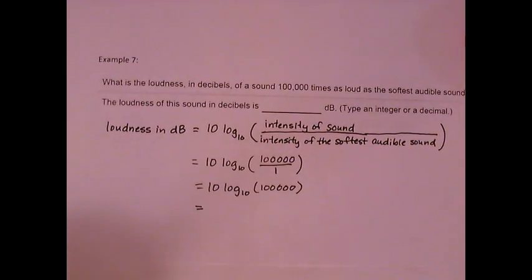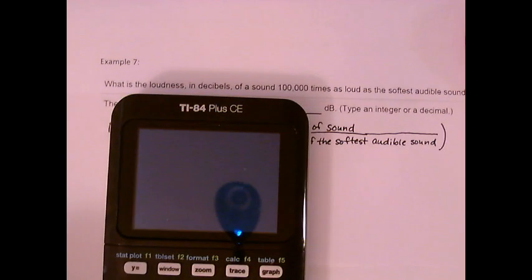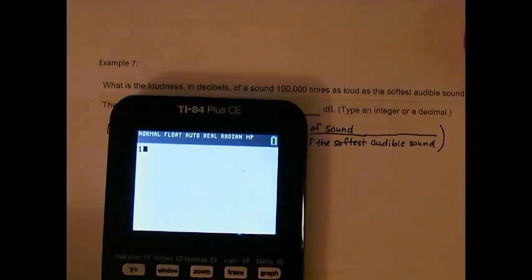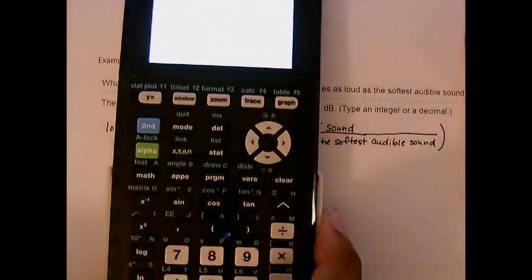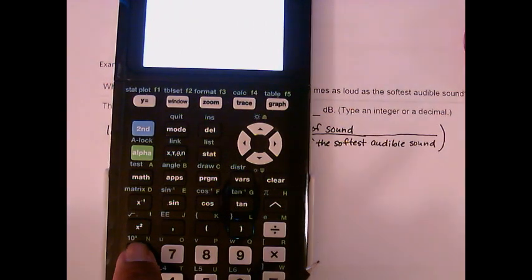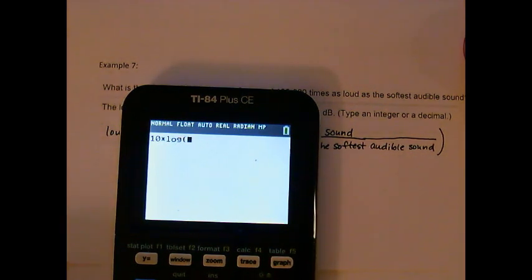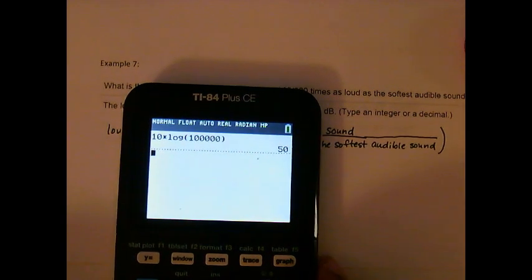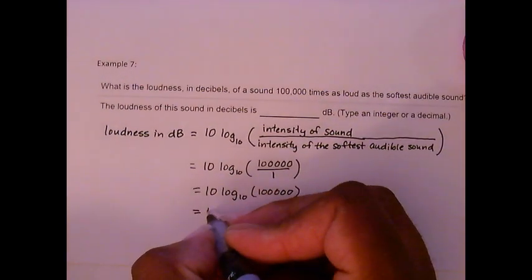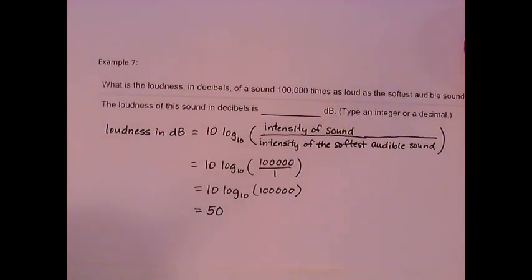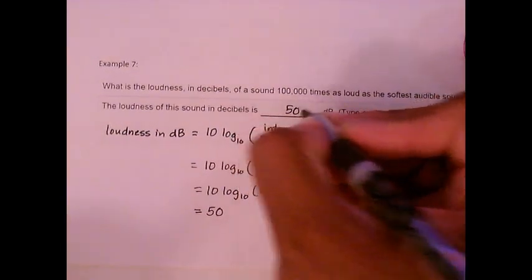Now, if you want to, you can use the calculator here. I'll show you how that's done. Here we're going to have 10 times. Now, the log key is next to number 7 on your calculator. You press the log key, L-O-G, and that base 10 is understood to be there in the calculator. And then 100,000, close parentheses, hit enter. You'll get the answer of 50. So the loudness of this sound in decibels is 50.